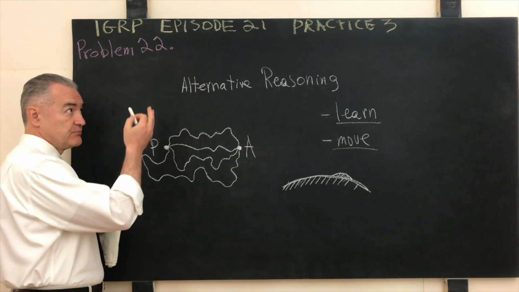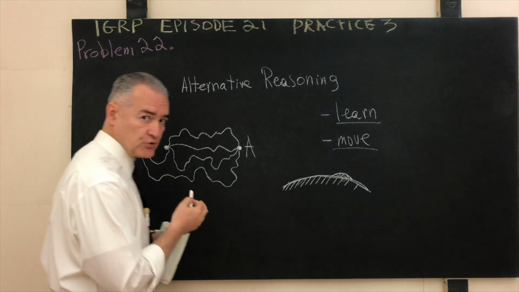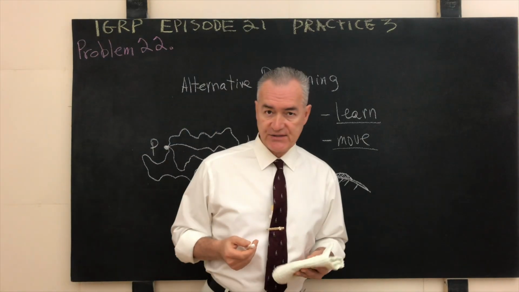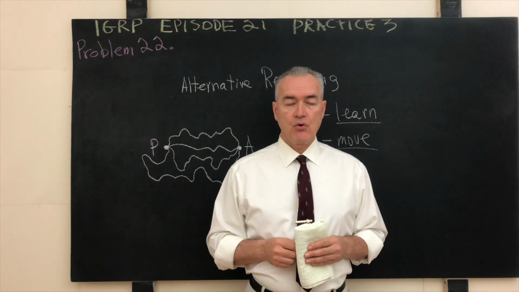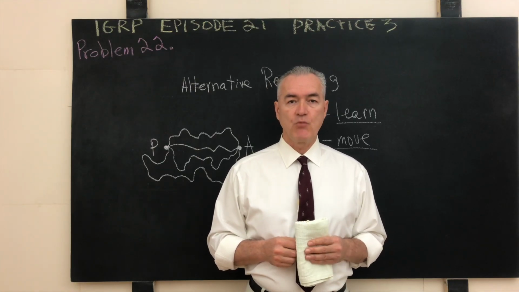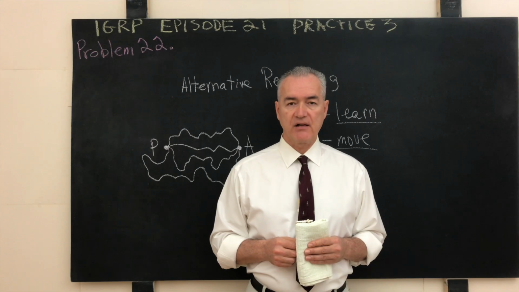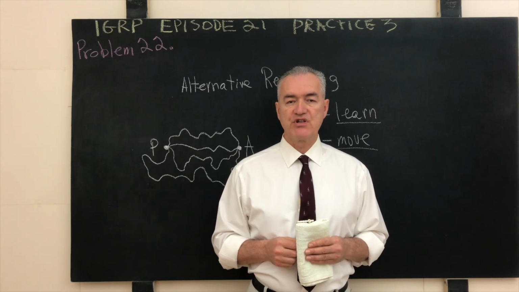And in this practice session, we will do just that. We will practice the art and craft of alternative reasoning based on a problem that is motivated by the so-called angle optimization problem of Regiomontanus.